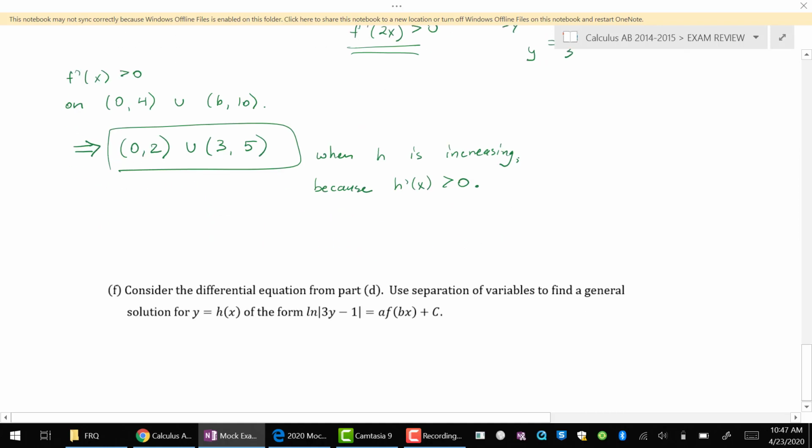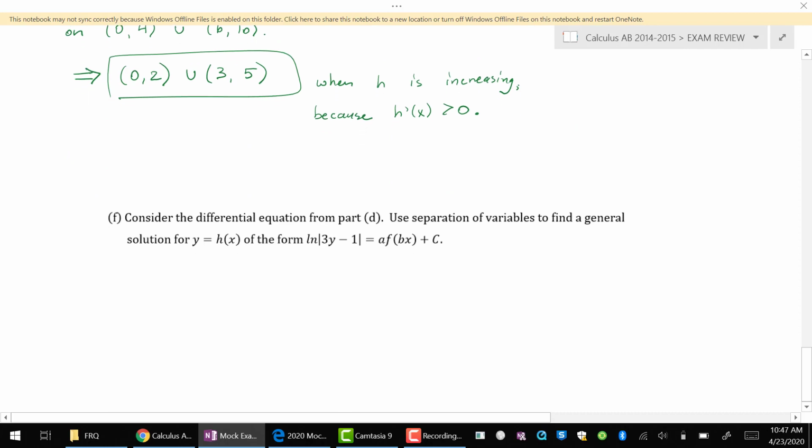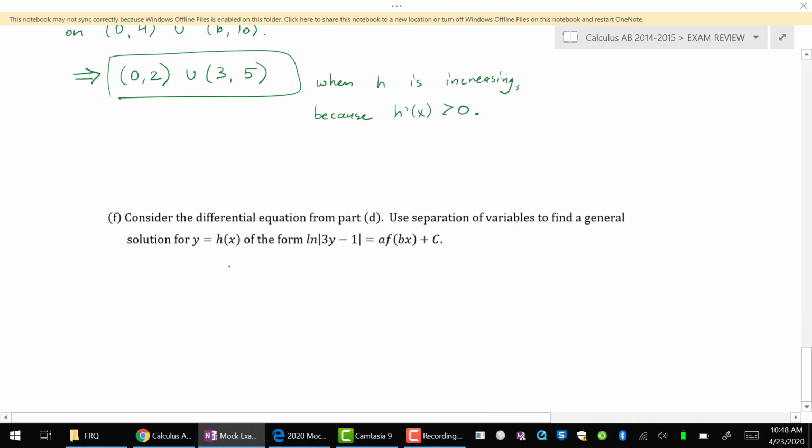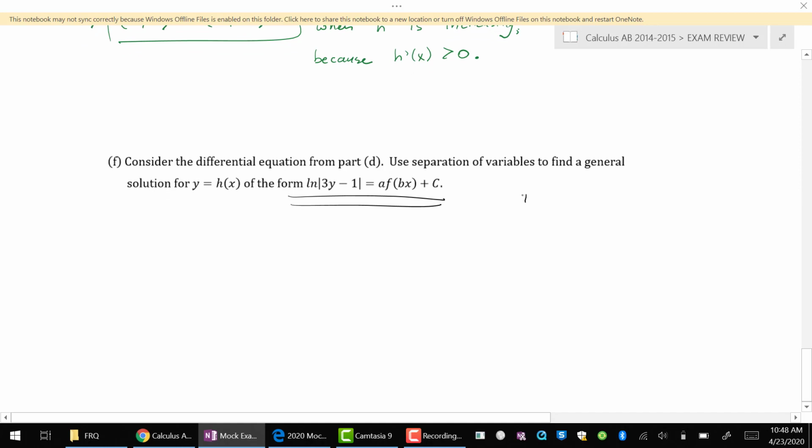All right, and then lastly, letter F. Consider the differential equation from part D. Use separation of variables to find a general solution. And notice it says here in this form, so I don't have to go all the way to isolating y. Normally for separation of variables problems, we start by separating. We separate the variables first, and then we integrate left and right, we'll get a constant of integration. And then finally, we will isolate y, but we don't need to here.